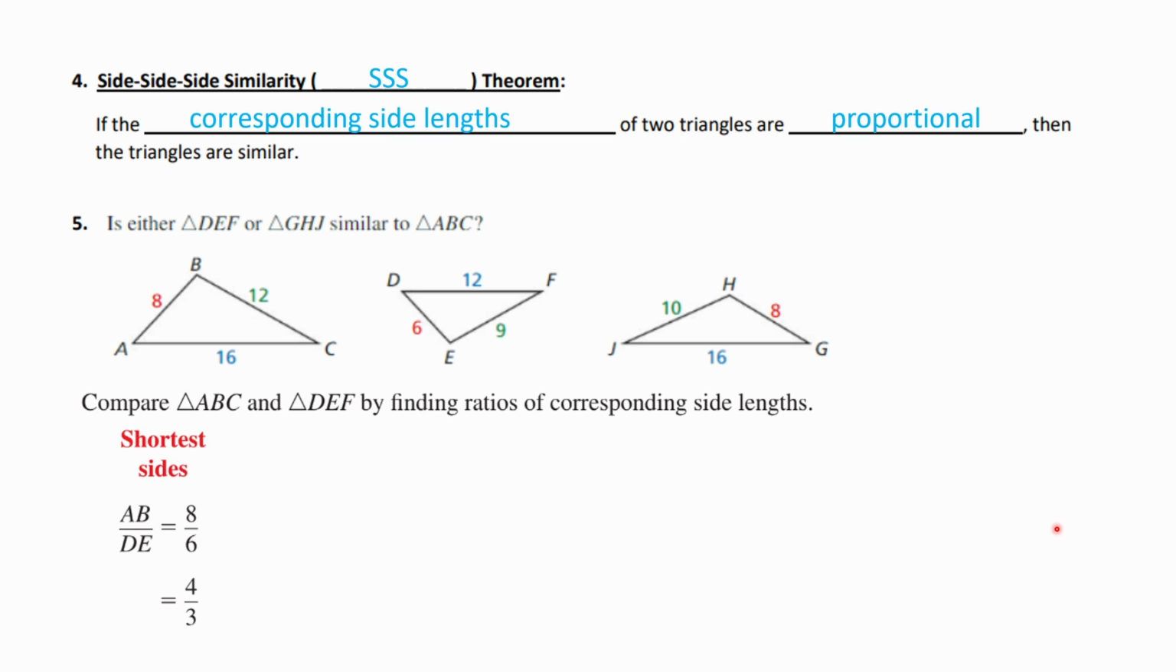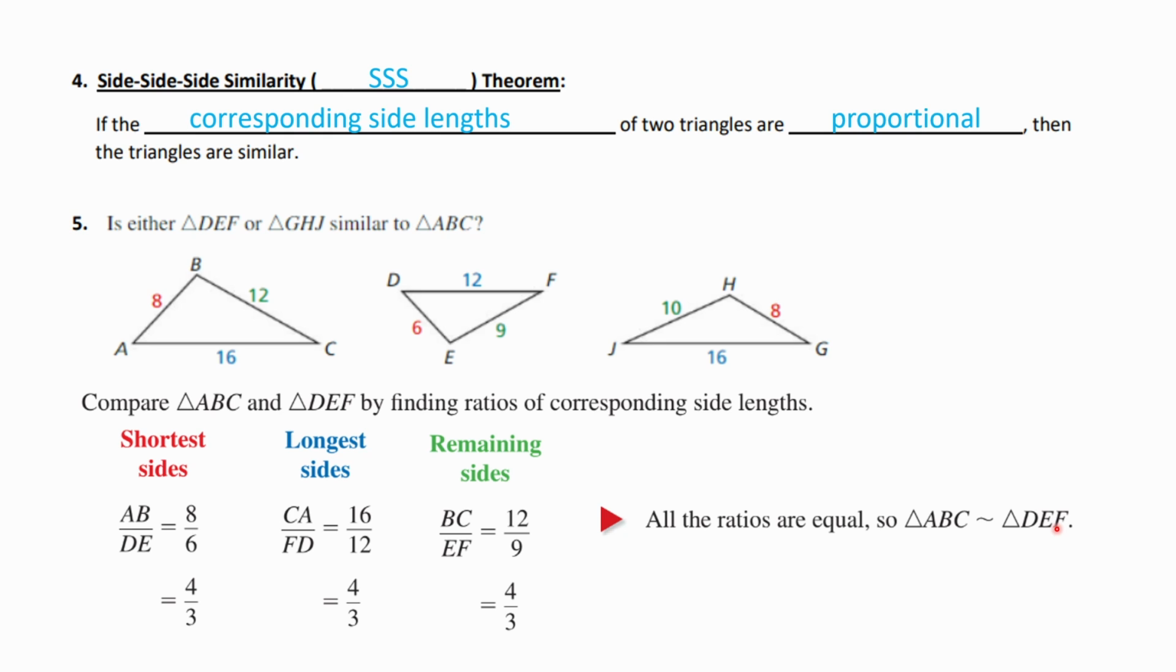and that gives me a scale factor of 4/3 when simplified. If I look at the longest sides, which are 16 and 12, those also simplify to 4/3. And then finally, the last pair of sides, BC and EF, will also simplify to 4/3. So in this case, yes, all the ratios are equal, so triangle ABC is similar to triangle DEF.